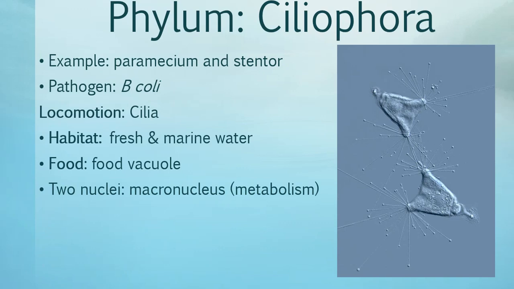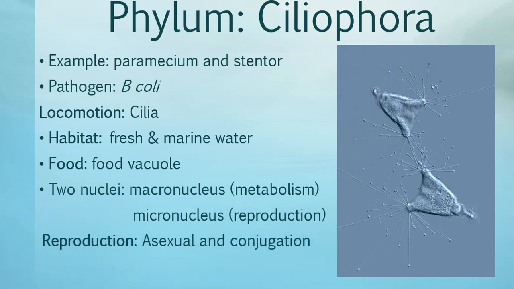They have two nuclei. The macronucleus, or the large one, is for metabolism, that's daily processes, and the micronucleus is what is used for reproduction. So the DNA would duplicate there in the micronucleus. They have asexual reproduction for just basically splitting into two cells, and then conjugation similar to what bacteria would do.